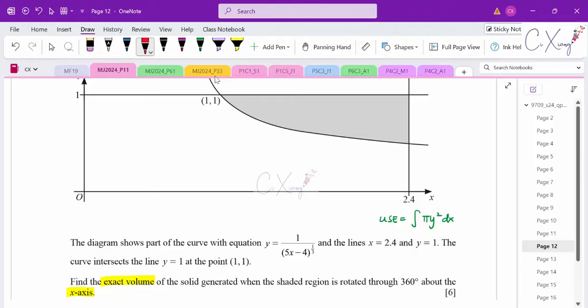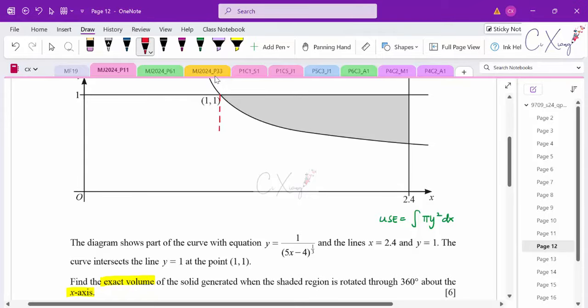Okay, so for your information, we can find the area by using integration, but the area is the area under the graph. The same thing happens for the volume as well. So the volume will be the volume under the graph.